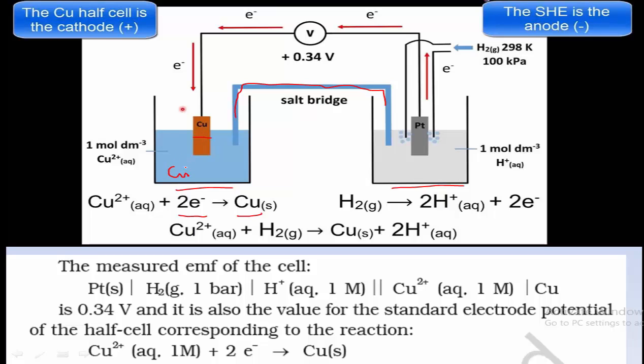In solution there is a presence of Cu plus 2 ions. Those Cu plus 2 ions will gain the two electrons and get reduced to Cu, and hence here the reduction will take place, reduction happens, and hence it will act as cathode.